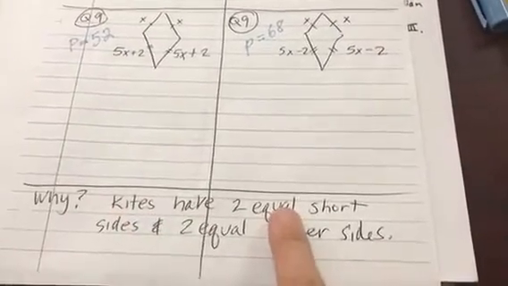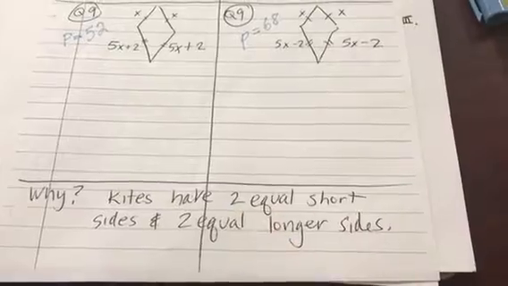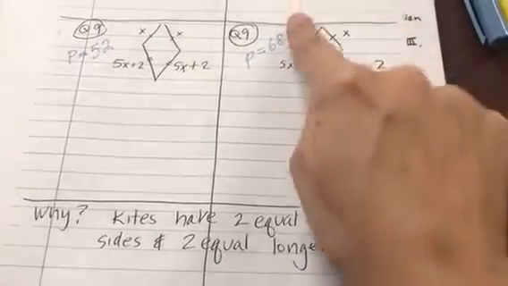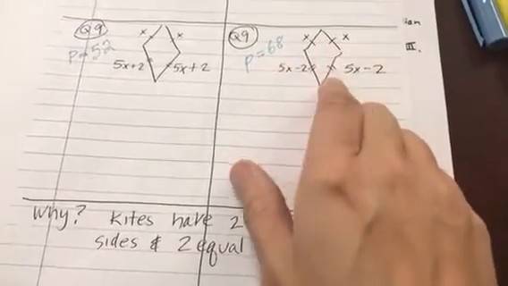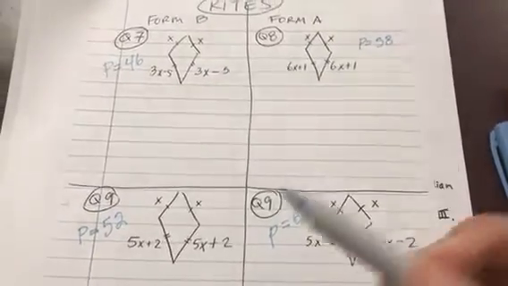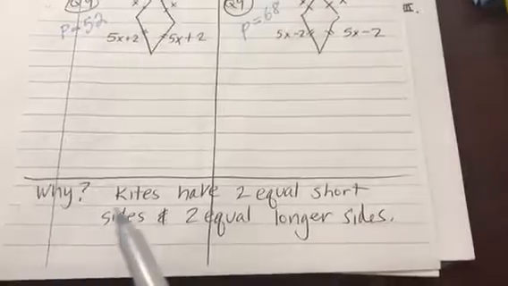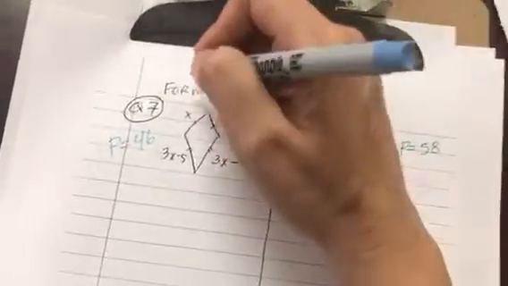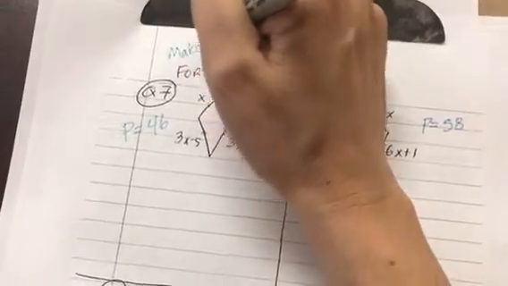Because kites have 2 equal short sides and 2 equal long sides, which is exactly like rectangles, but they're not opposite. So we have 2 equal short sides, 2 equal long sides. And that's what makes a kite. Now there's other things about kites, but for this problem, this is what we needed to know. So again, we set them up with 2 equal short sides, 2 equal long sides. And each of these problems state we don't know, so we make x what we don't know.